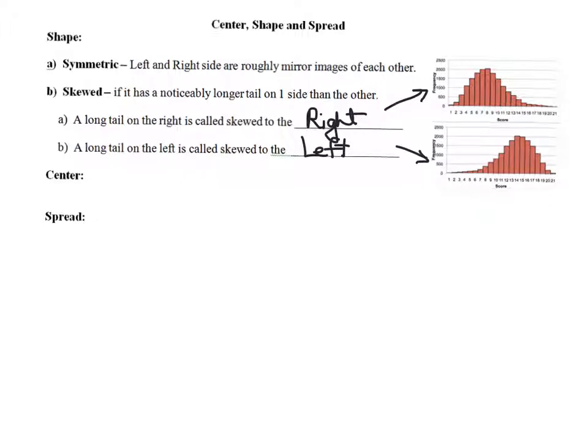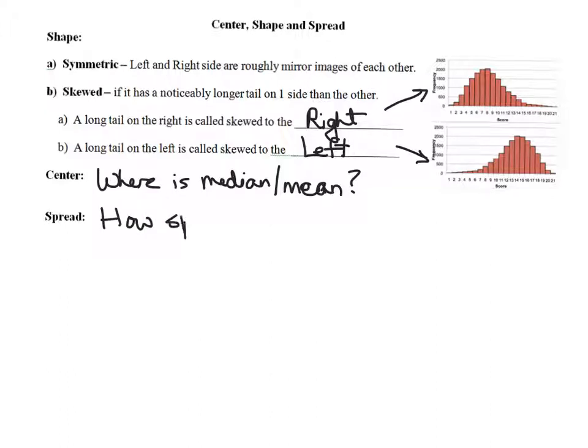Besides shape, we'd also like to take a look at the center of our graph. The center is basically asking the question, where is the center? Where is the median or mean? And it's going to change depending on what kind of data I have. So median or mean is going to be important to us. The spread means how spread out is the data. Basically, what's my range?